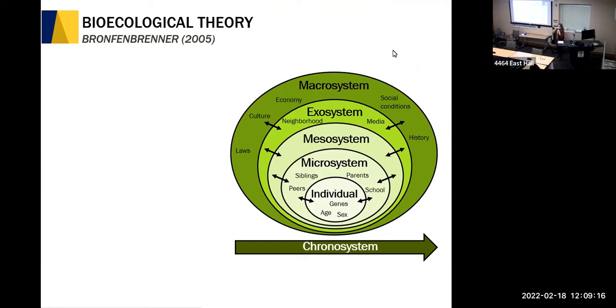And we have individuals, at least in the bioecological version of this model, and they have their own genders and identities and ages and biologies. They're situated within a microsystem of their family and their school, which is in a bigger exosystem of a neighborhood and a macrosystem of a culture, and this mesosystem that helps integrate across all these different systems. And because this is development, we acknowledge that all of these things change over time, or the chronosystem. This is a basic premise of Bronfenbrenner.